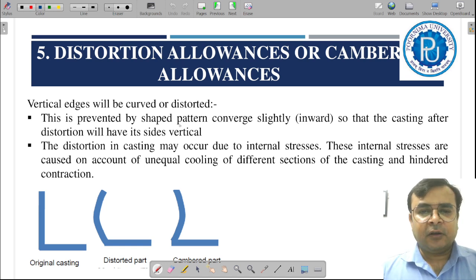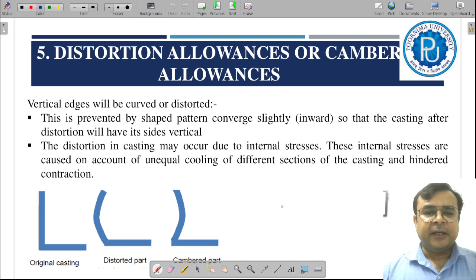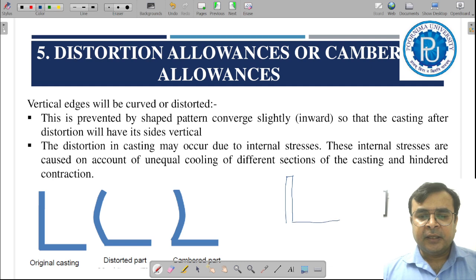Next, distortion allowance or camber allowance. You can see here distortion or camber allowance. See, sometimes you need to produce a thin casting. Let's suppose this is a thin casting.